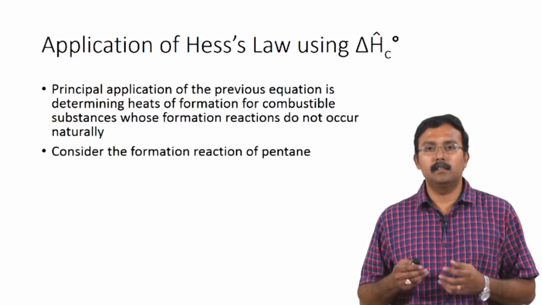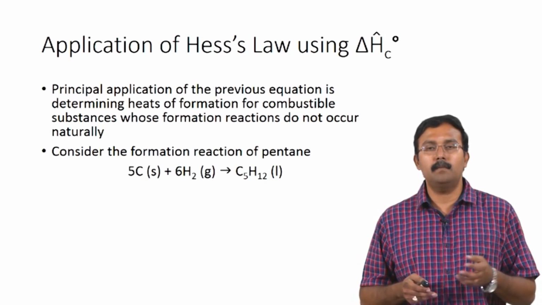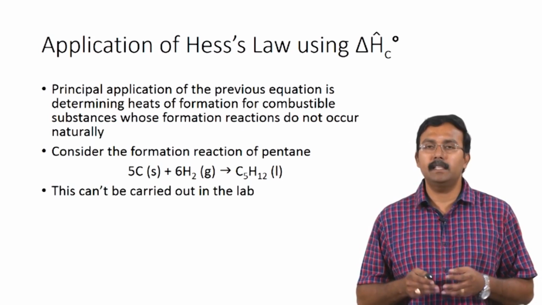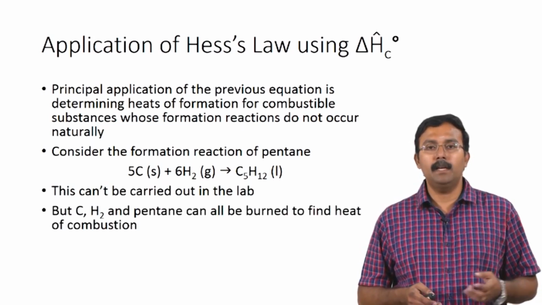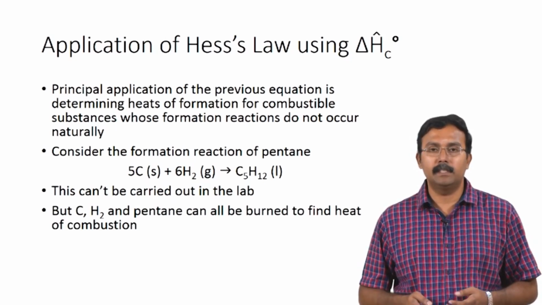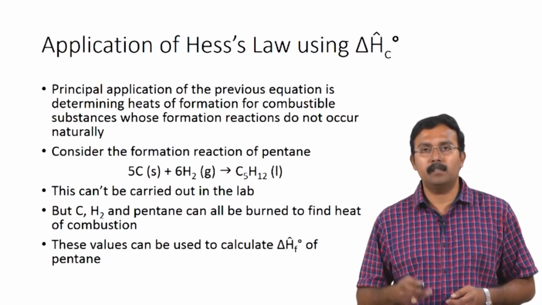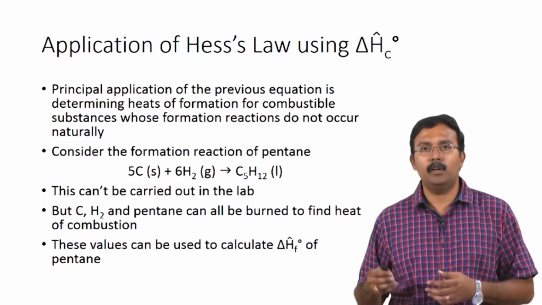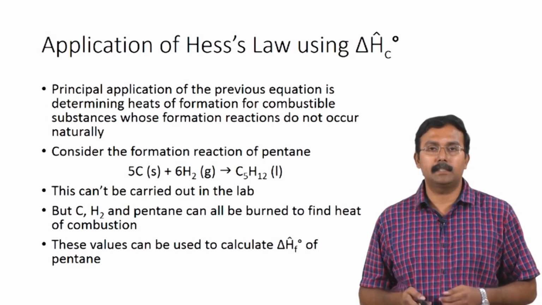So, consider the formation reaction for pentane, which is shown here, 5 carbon plus 6 hydrogen giving C5H12. This reaction cannot be carried out in the lab, it will not happen, but carbon, hydrogen and pentane can all be burnt to find the heat of combustion. So, then you can use these heats of combustion to get the heat of formation for n-pentane. So, this is how Hess's law is applied for using heat of combustion to get the heat of formation or heat of reactions.